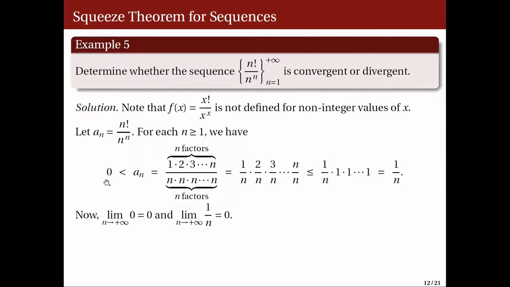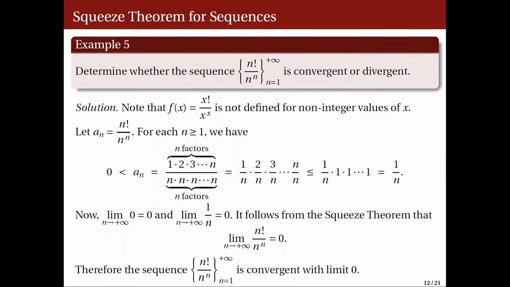which means if we find the limit of this expression as n goes to infinity, we have 0 as the limit. And if we find the limit of this expression as n goes to infinity, since the denominator goes to infinity, this fraction goes to 0. Hence, it follows from the squeeze theorem that the limit of a_n, or the limit of n factorial over n raised to n as n goes to infinity, will also be equal to 0. Therefore, the sequence containing the terms n factorial over n raised to n with n ranging from 1 to infinity is convergent, and its limit is 0.